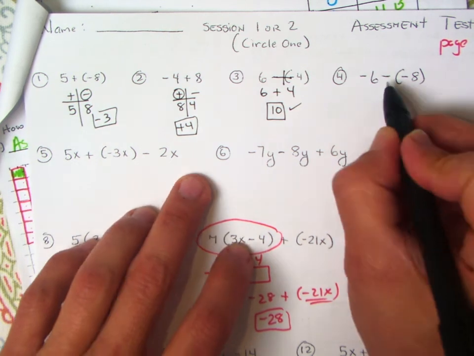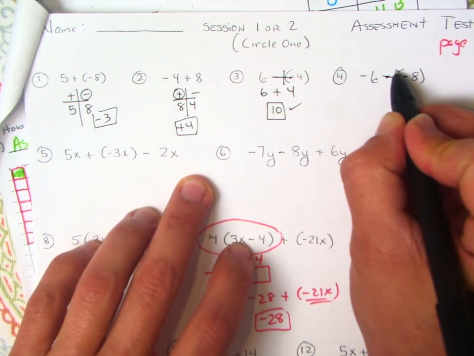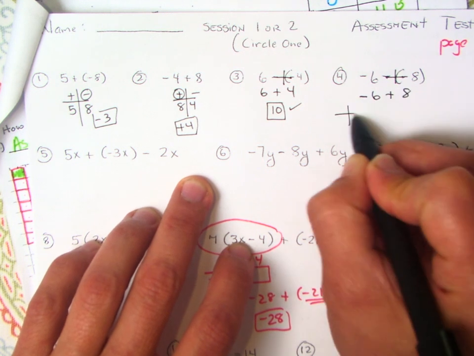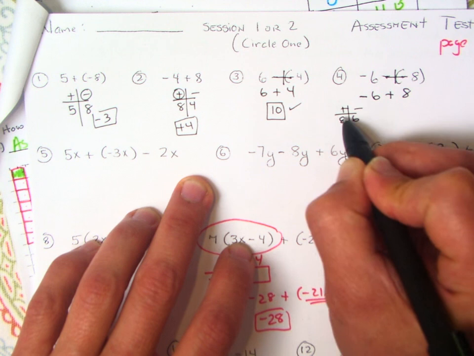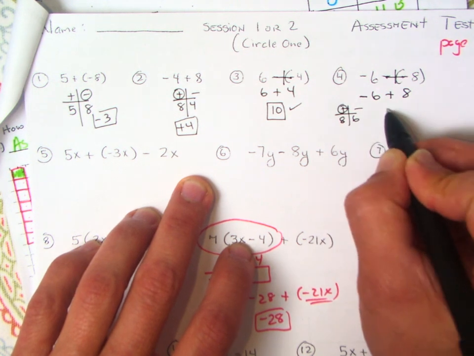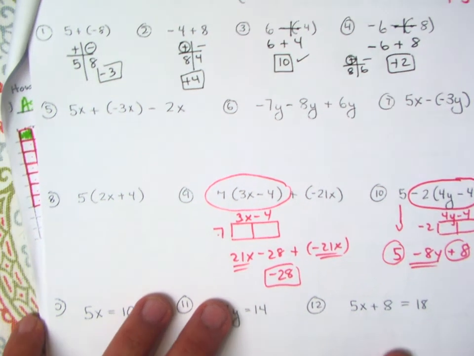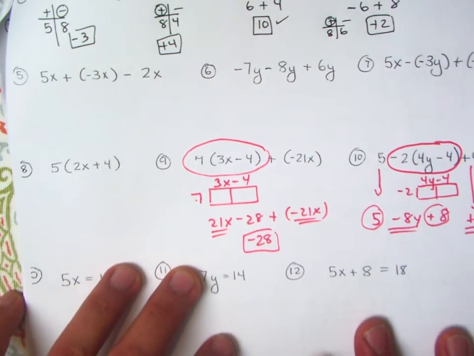Here we go. Negative, negative. That's a positive. T-chart. Positive wins by 2. Alright, here we go. Keep going.